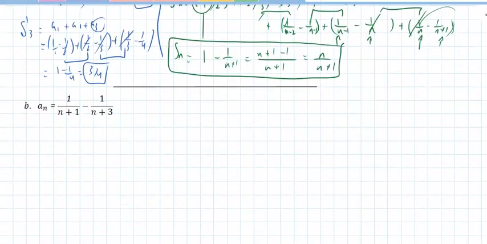Here's another problem we want to tackle. Let me check how much more we have to do.